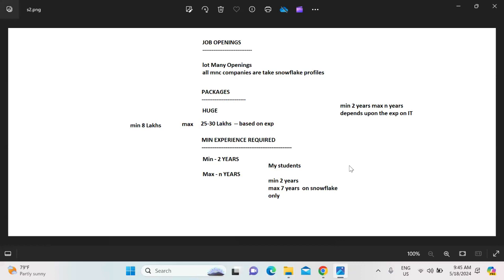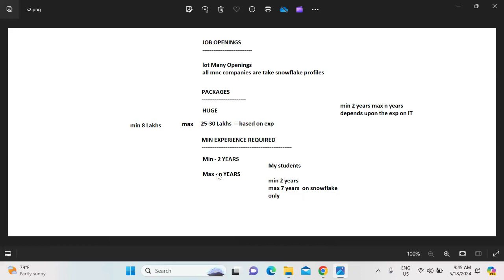People are more interested in data engineering operations. In this case, data engineering operations will be one of the best things on Snowflake. So why Snowflake? I will tell you again, don't worry about it. If you talk about it, the packages are very high. You can get a minimum of 8 lakhs to a maximum of 35 lakhs based on your experience.